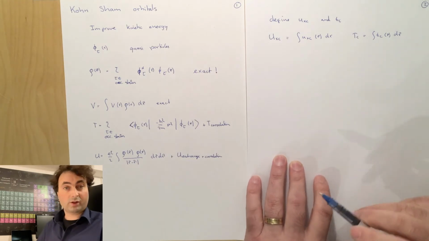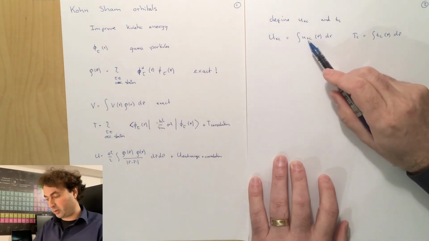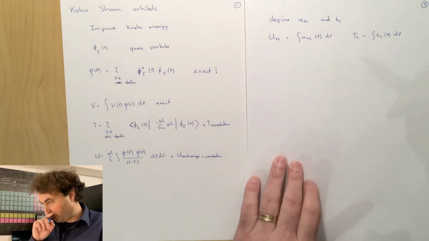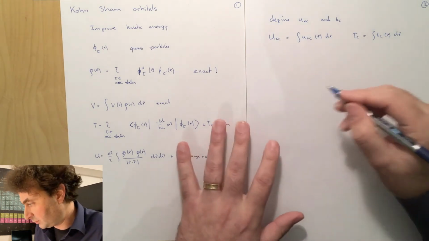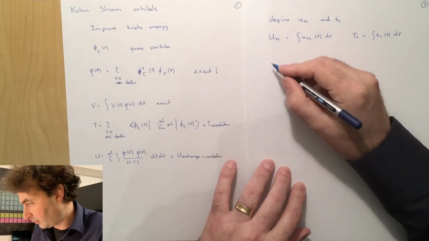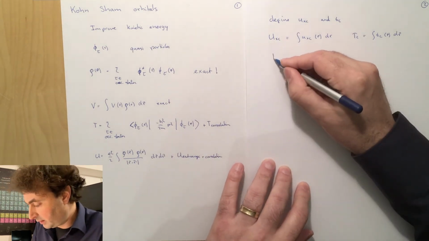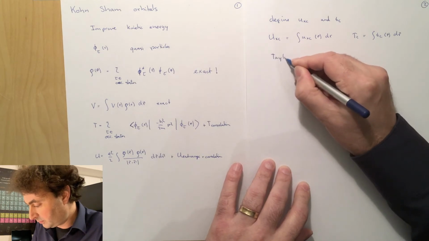This is still an arbitrary exact definition, as this can be any function as long as this is given. So in order now to make this local, we're going to make a Taylor expansion of the density.